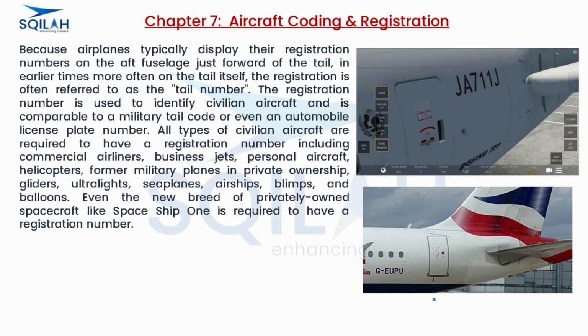The registration number is used to identify civilian aircraft and is comparable to a military tail code or even an automobile license plate number. All types of civilian aircraft are required to have a registration number including commercial airliners, business jets, personal aircraft, helicopters, former military planes in private ownership, gliders, ultralights, seaplanes, airships, blimps, and balloons. Even the new breed of privately owned spacecraft like Spaceship One is required to have a registration number.